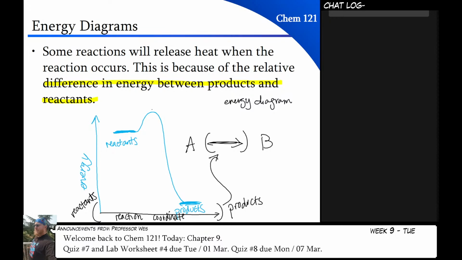And in the middle is our transition from reactants to products. So there is an in-between state. And that would be where A is partially on its way and turning into B. Like I'm trying to break a specific bond, and I haven't broken it all the way yet.